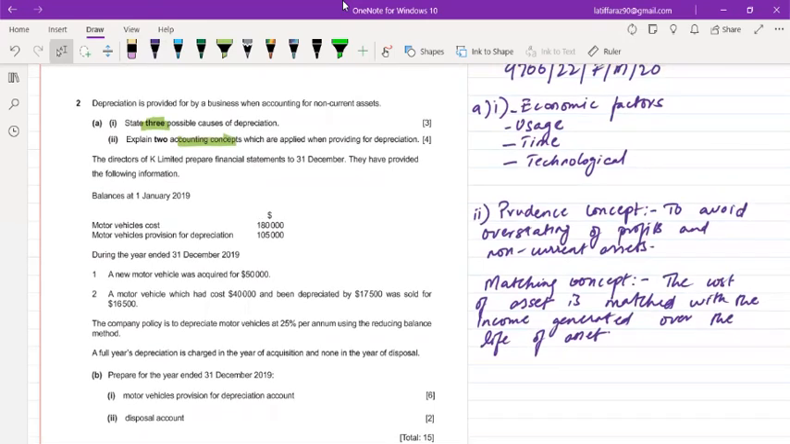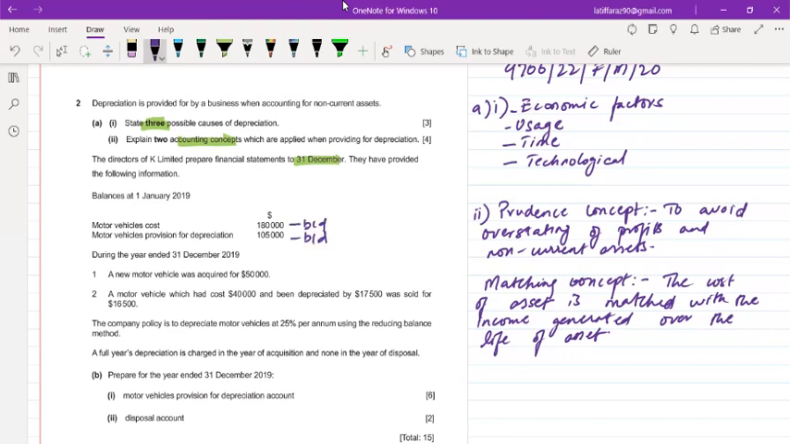So in a depreciation question, we have to see the year end also. Okay. We have to remember the year end because sometimes the depreciation policy is on a month by month basis, so we have to calculate the depreciation according to the number of months. So we have the balances at 1st January 2019. Motor vehicles cost 180,000, motor vehicle depreciation 105,000. So these are the brought down balances.